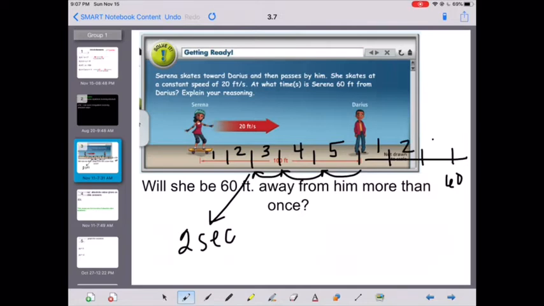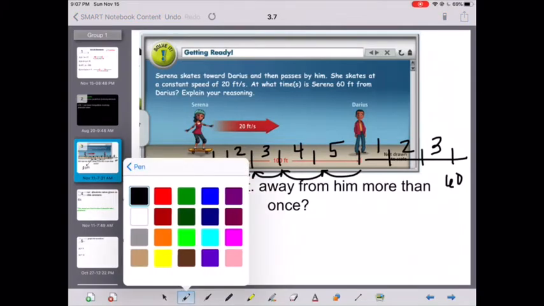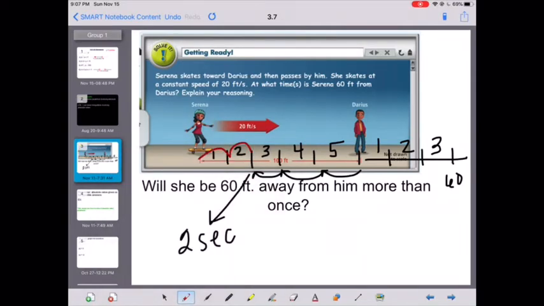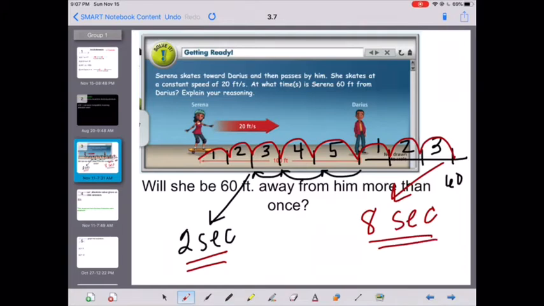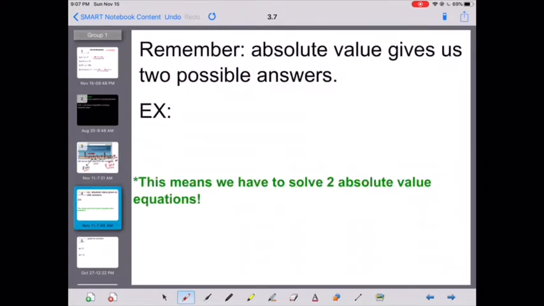But if she's not stopping, she will also pass him and end up 20, 40, 60 feet away from him on the other side, which is another 1, 2, 3 seconds. So it took all 5 of these seconds, 1, 2, 3, 4, 5, to get to him, and then another 3 seconds to get 60 feet on the other side of him, for a total of 8 seconds. So at both 2 seconds and 8 seconds, Serena will be 60 feet away from Darius. That's exactly what absolute value is all about.